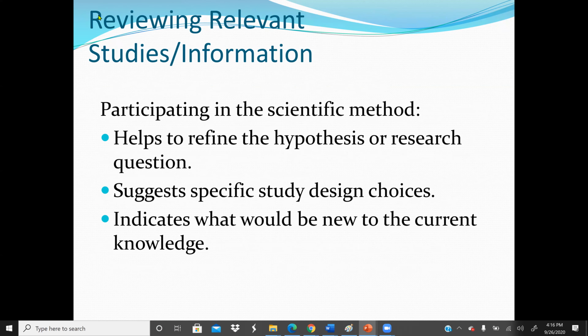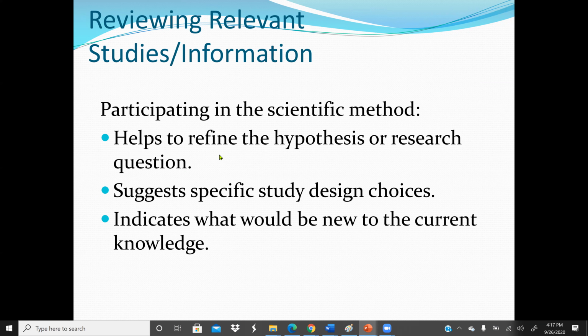The next step, we are going to review relevant studies and information. Here we get to know the background of our studies, and whether these studies have been done by other authors or related. So here we are going to participate in the scientific method, which helps to refine the hypothesis or research question. After going through the literature review, we may have more knowledge of the background of our studies. So maybe that can help us to refine our research question or the hypothesis again.